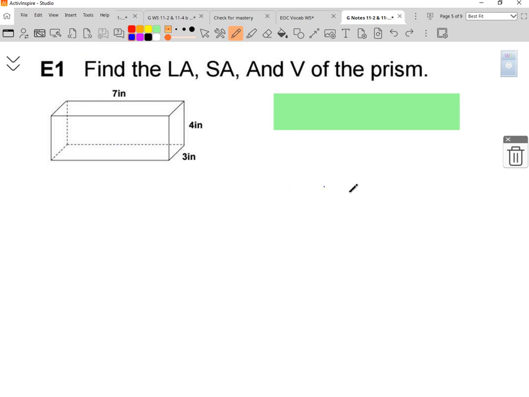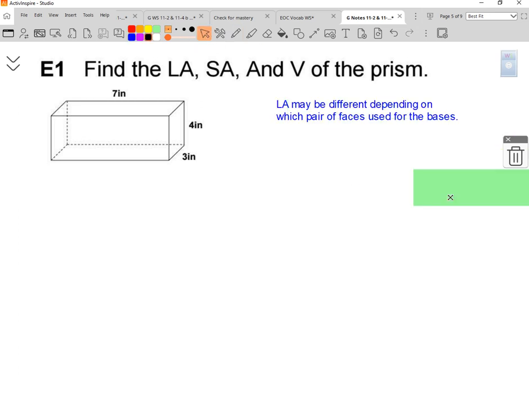I told you. So I get started. What kind of solid is this? What kind of prism is this? Rectangular prism. That's right. Now this is the one where the lateral area may be different depending on which pair of faces are used for the bases. And that's only for rectangular prisms.